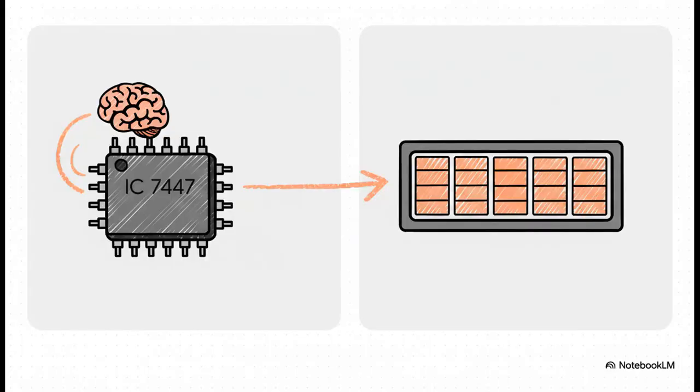And here they are. On the left, we've got our brain, the IC7447. It's a BCD to 7-segment decoder. Now, BCD just stands for binary coded decimal. It's just a super simple way for machines to count from 0 to 9. So this chip's whole job is to translate that code. And on the right, that's our face, the 7-segment display that's going to show us the final number.